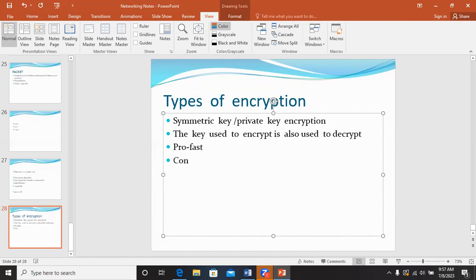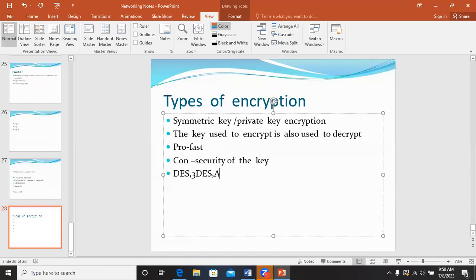The con is that the security of the key is a challenge. In the course of sending the key across, it could be hijacked. You send it by email, you send it by phone, a third party can see it. That is the challenge with symmetric key encryption. Good examples of this are DES, the Data Encryption Standard, and triple DES.